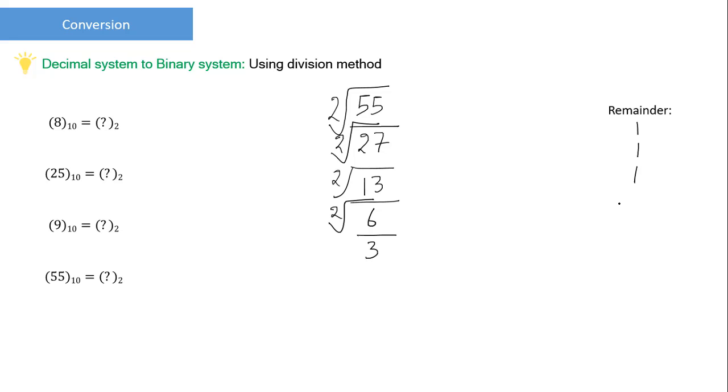Since 6 is an even number, remainder would be 0. Quotient would be 1. 3 is odd, remainder would be 1. And this 1 would again come here. So the answer would be 1, 1, 0, 1, 1, 1. So 55 is equal to 1, 1, 0, 1, 1, 1. So this is our answer.